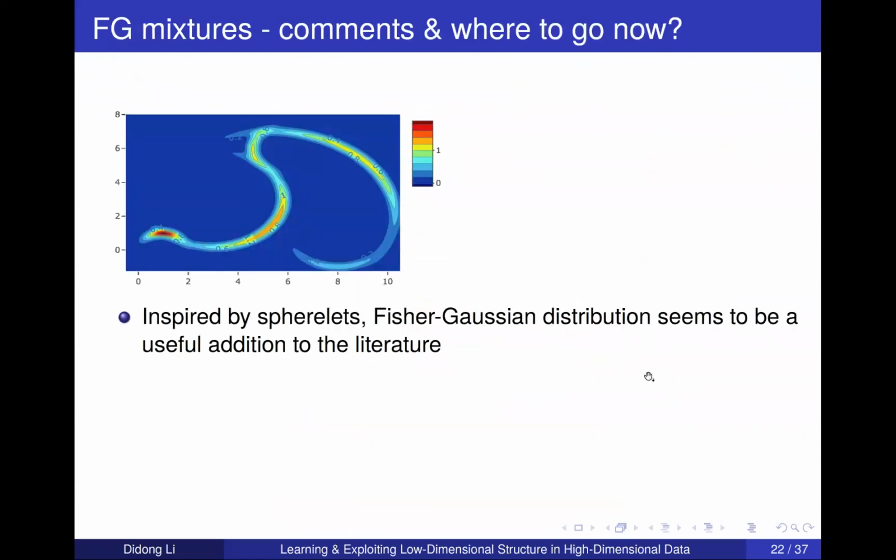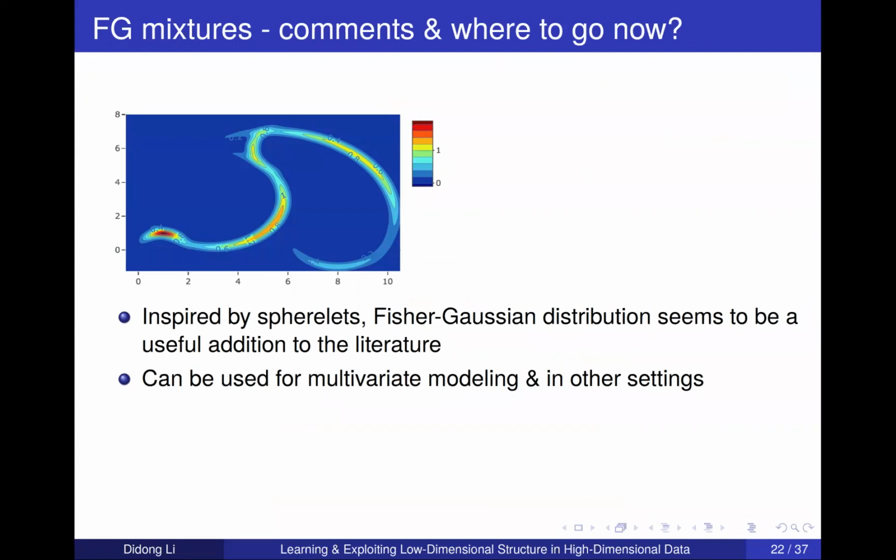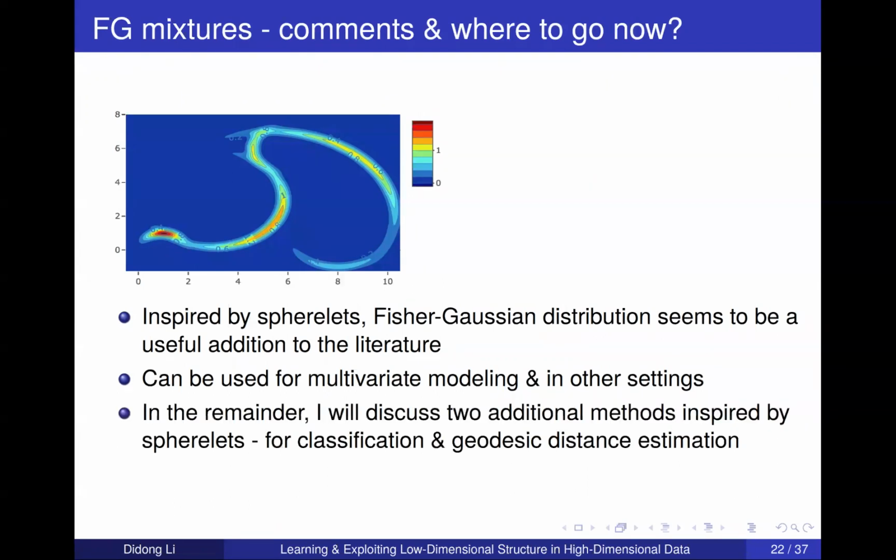Okay, so inspired by spheres, the Fisher-Gaussian distribution gives an alternative to the Gaussian kernel, and it can be used for multivariate modeling and in other settings. In the remainder, I will discuss two more applications also inspired by spheres: classification and geodesic distance estimation.